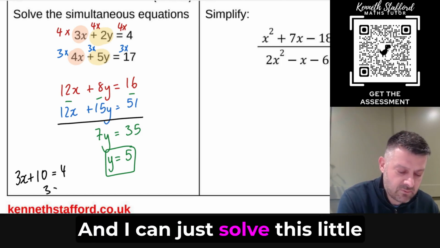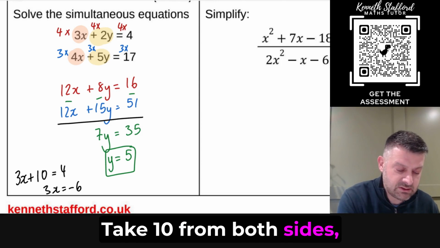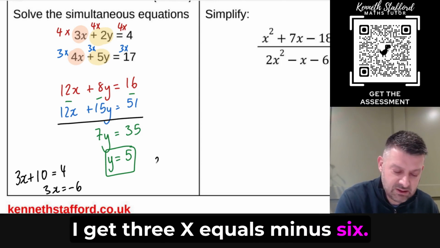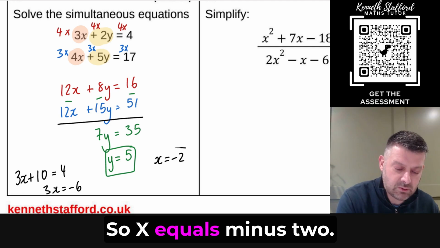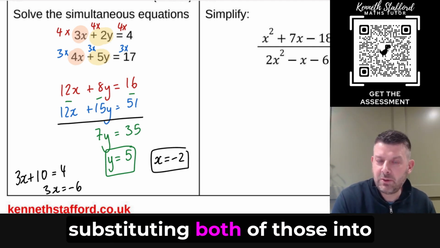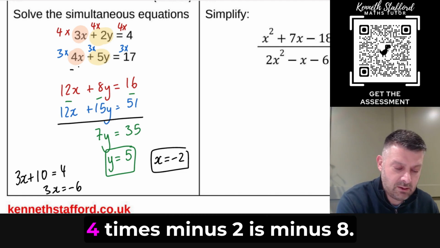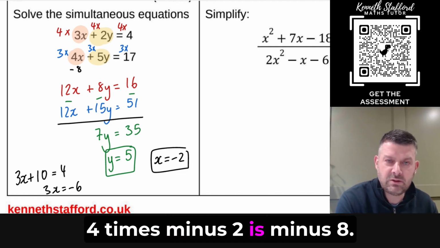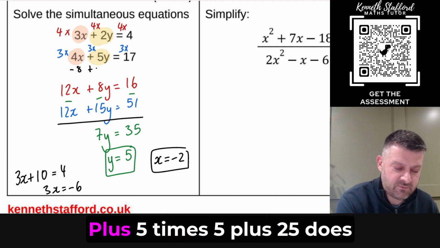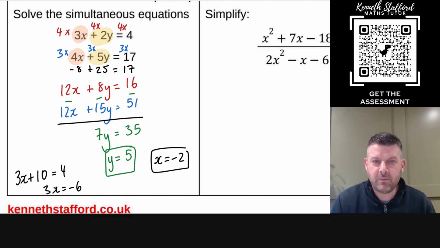And I can just solve this little linear equation here. Take 10 from both sides. I get 3x equals minus 6. So x equals minus 2. And I could check by substituting both of those into the second equation, see if I get 17. 4 times minus 2 is minus 8. Plus 5 times 5, plus 25, does equal 17. So at that point, I'd know I've done it right.